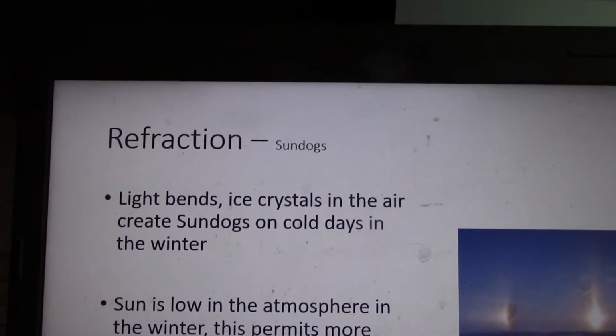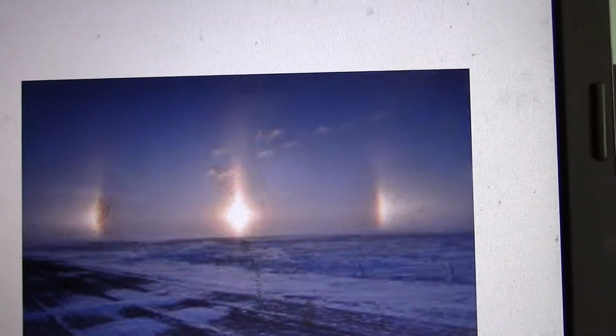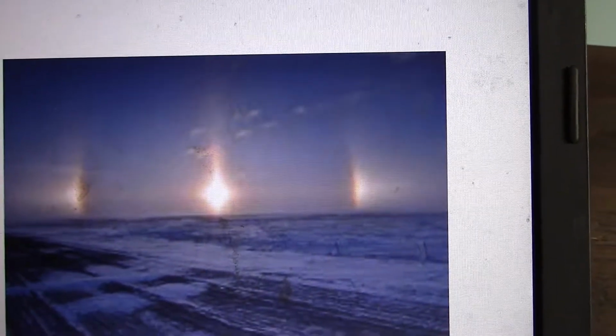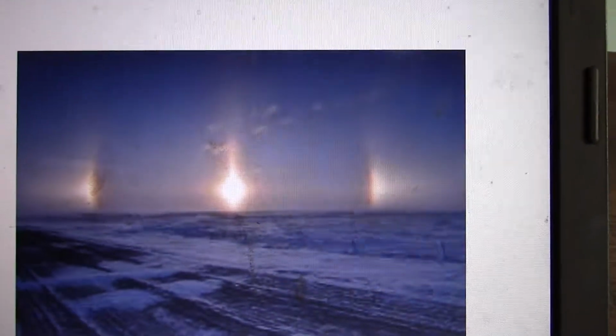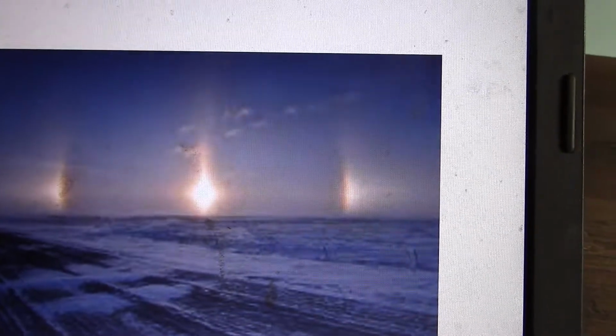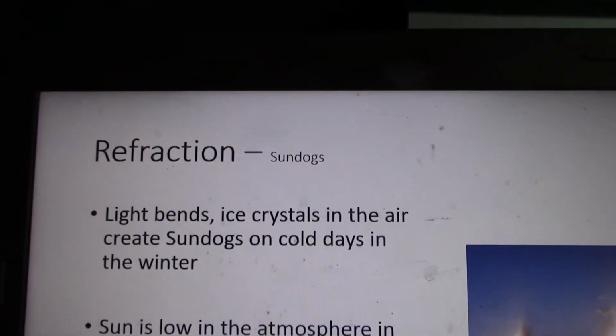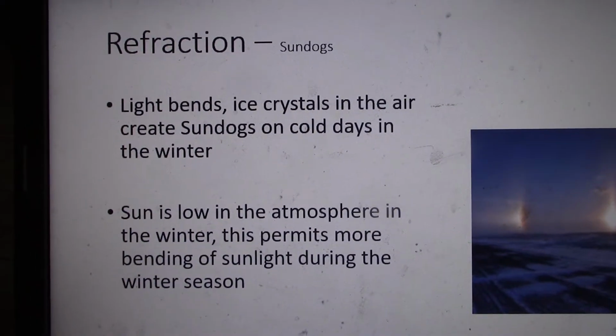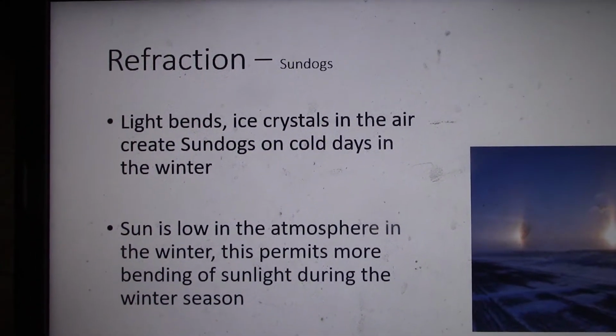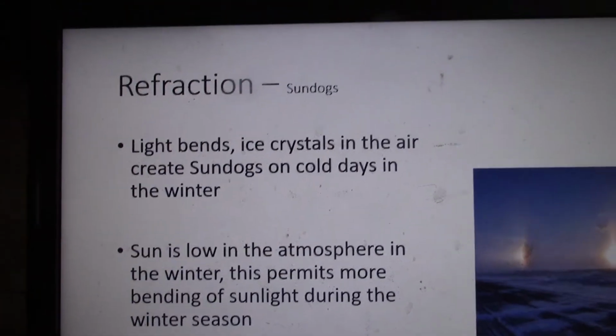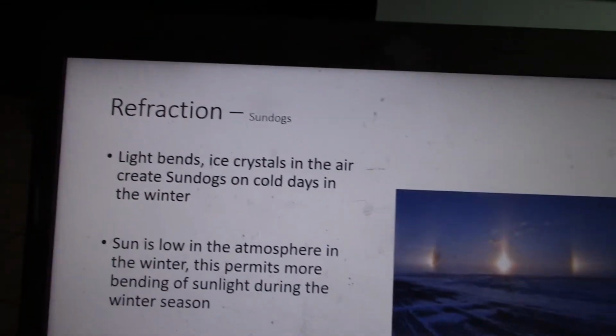So this is refraction. These are sundogs on a really cold day in Alberta. So the light is moving through ice particles in the atmosphere, and that creates sort of a reverse rainbow. So refraction is the bending of light. Sun is low in the atmosphere in the winter here. This permits more bending of light during the winter season. So that's refraction.